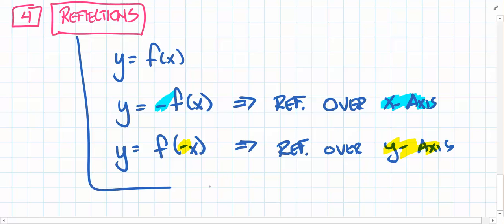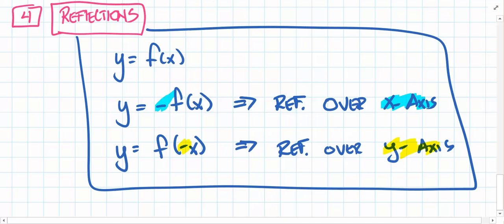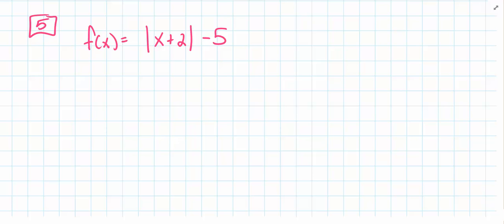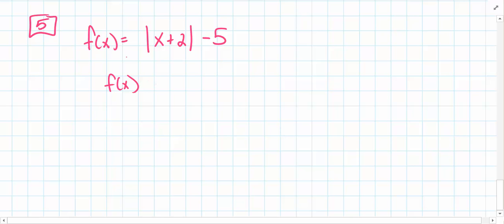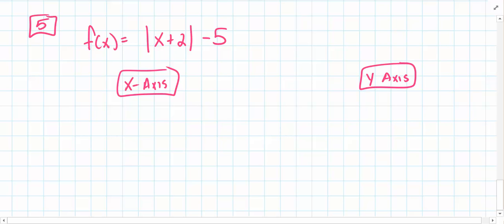I'm going to give you this function right here. Absolute value of x plus 2 minus 5. Our task for the end of the day here is to come up with the equation that would give me a reflection over the x-axis, and to come up with an equation that would give me a reflection over the y-axis. That's our task for the end of the day. Give me two equations, one that will reflect this over the x and one over the y.